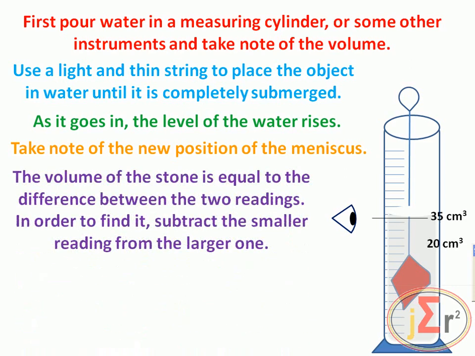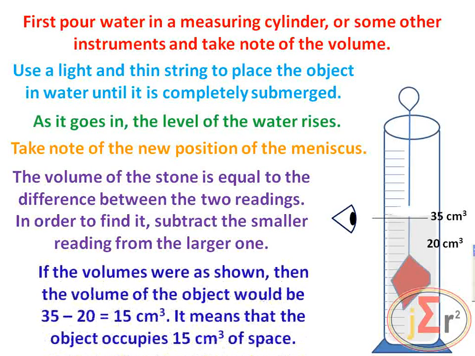The volume of the stone is equal to the difference between the two readings. In order to find it, subtract the smaller reading from the larger one. So we have right there, the first volume was 20 centimeters cubed, and the next one was 35 centimeters cubed. If the volumes were as shown, then the volume of the object would be 35 minus 20, which is equal to 15 centimeters cubed. It means that the object occupies 15 centimeters cubed of space.